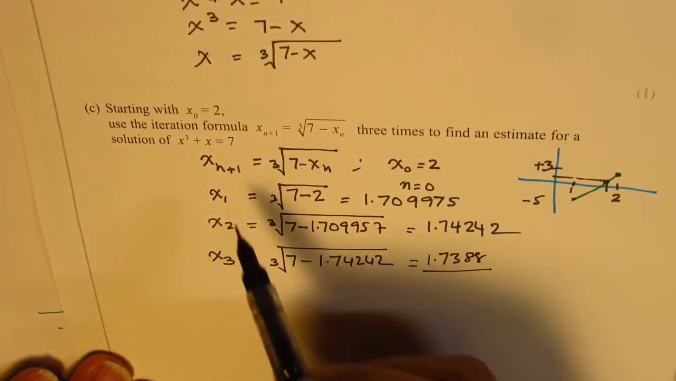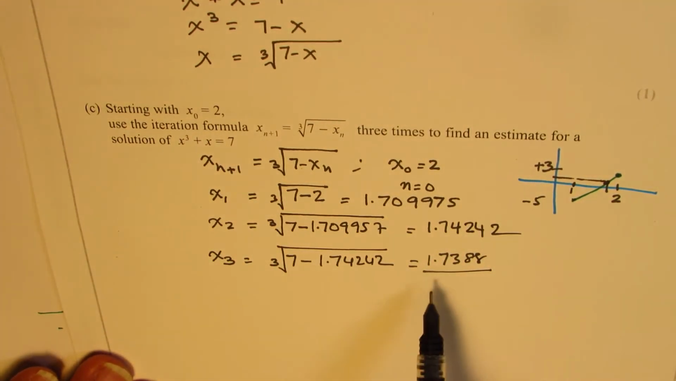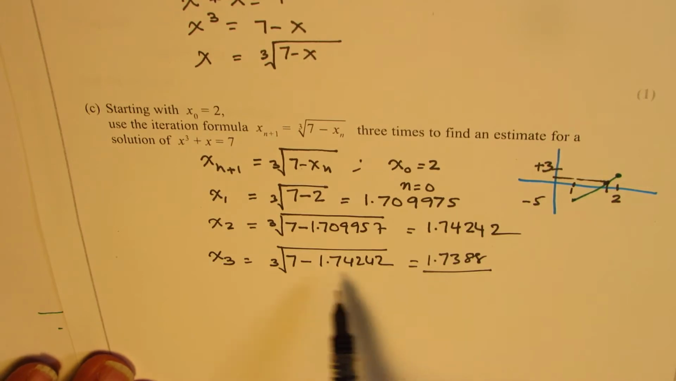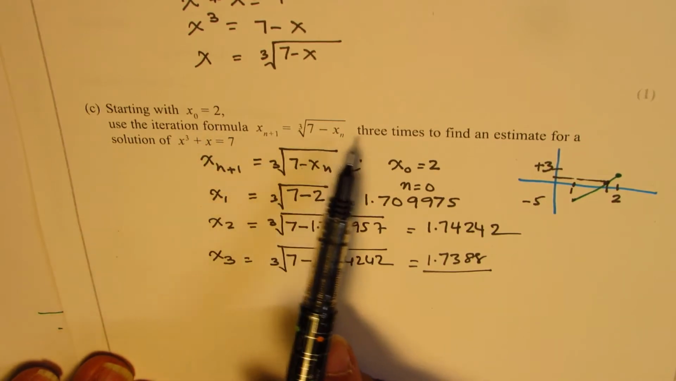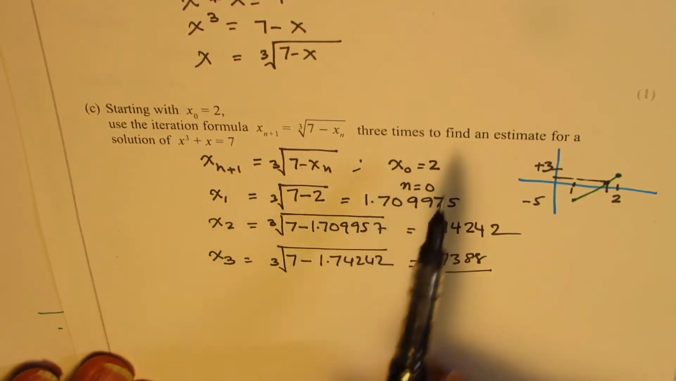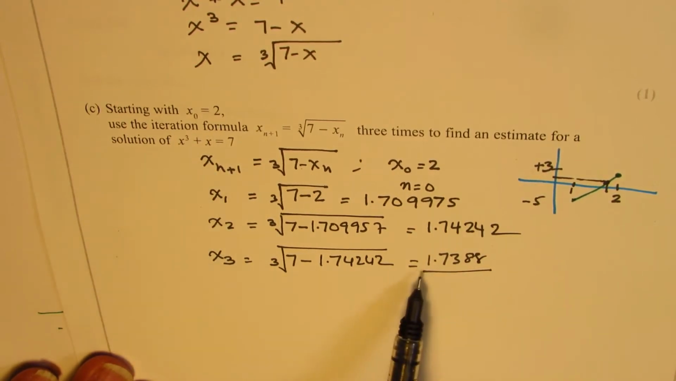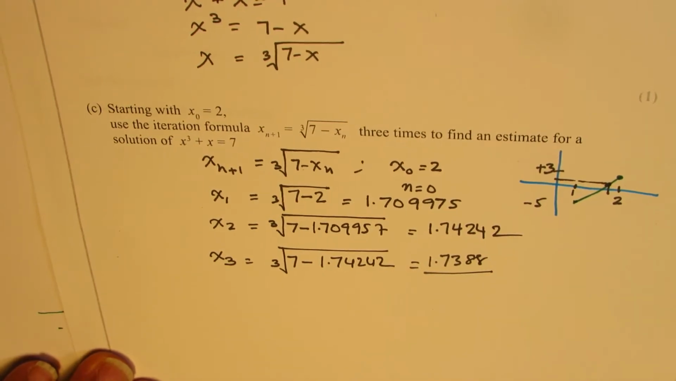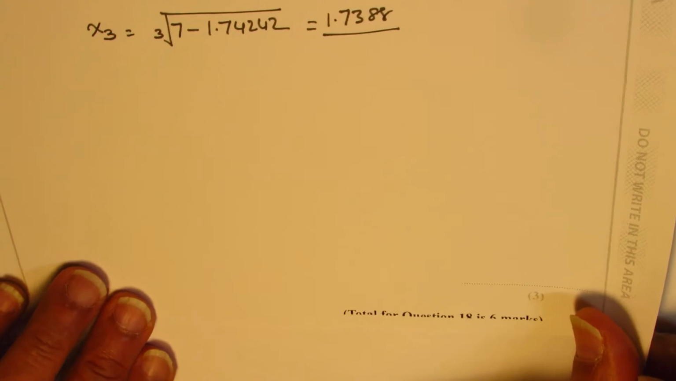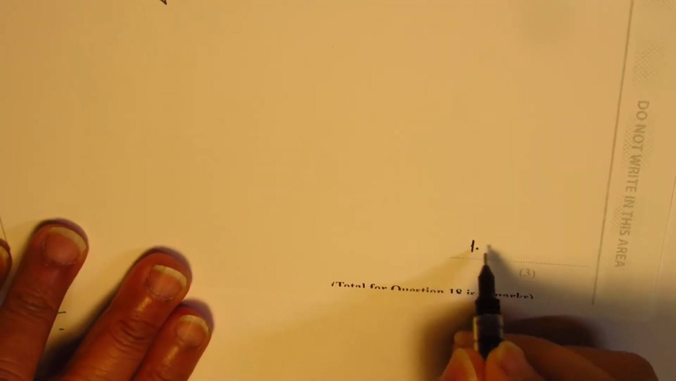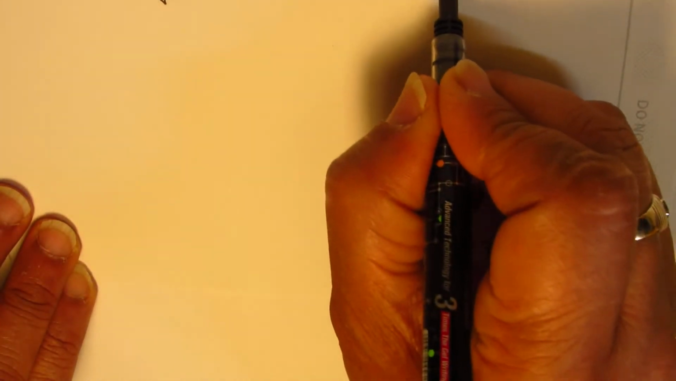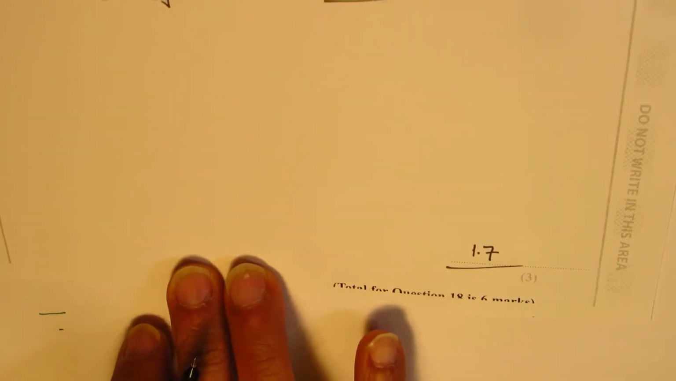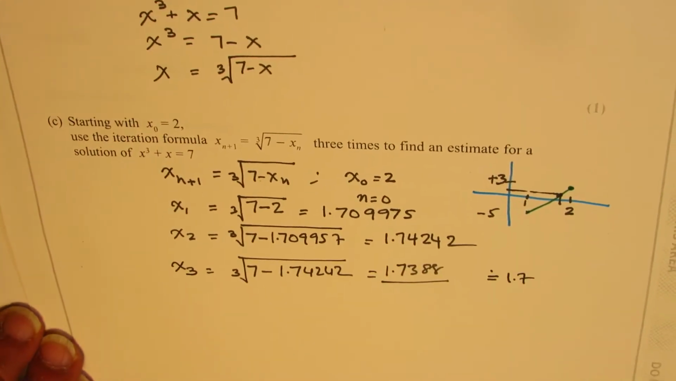Definitely we are far away. You have to continue this process many times to really get very close to 0, right? But that's what we get. So starting with x0 equals 2, use the iteration formula 3 times. So we have already used it 3 times to find an estimate for this solution. So the estimated solution is this. Is it okay? So that is our estimated solution. Now we can always write this as 1.7 as our estimated solution. Correct? So we can say this is approaching 1.7, for example. Correct? Okay. So that is how we are going to do this question.